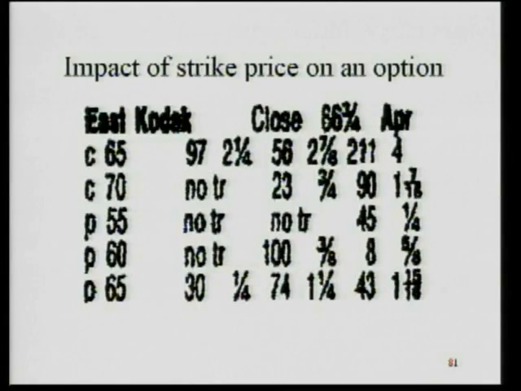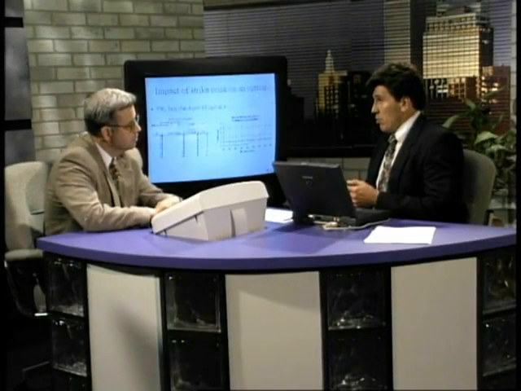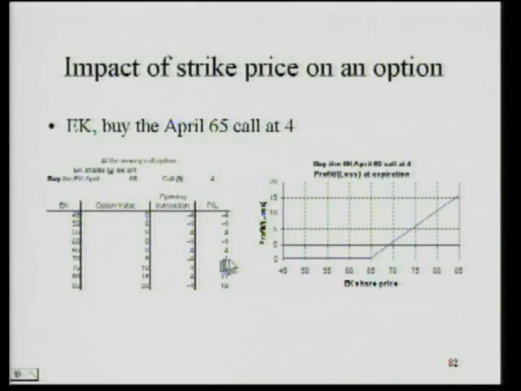So here we have the Eastman Kodak options, and we're going to look at the difference between the April 65 call versus the April 70 call. Here's our April column, and there's our calls and 65. So we're going to look at the difference between these two options right here. Now, if we were to buy the April 65 call, our break even is the 65 plus the 4 is 69. And at 70, we're going to actually be making money.